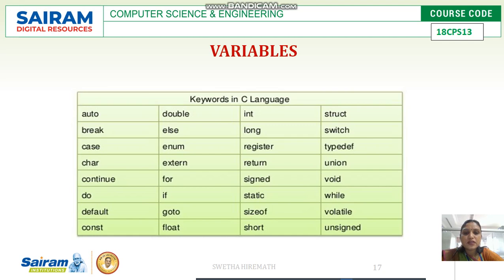So here there is a set of keywords in the C language which are predefined, and we have the examples in this table. So auto, double, int, struct, break, else, long, switch, case, enum, register, typedef, char, extern, return, union, continue, for, signed, void, do, if, static, while, default, goto, sizeof, volatile, const, float, short, unsigned. So these are the different types of keywords which we are going to use in our C language.